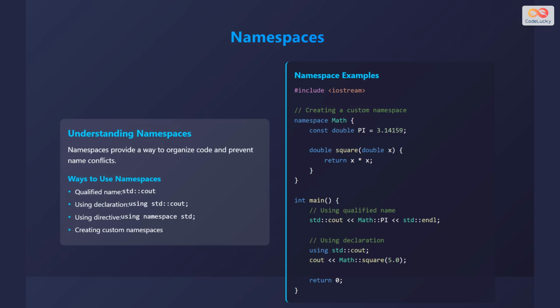Here's an example of how to use namespaces. First, we include the iostream library. We then create a custom namespace called math. Inside the math namespace, we define a constant called pi and a function called square. Inside the main function, we use the qualified name to print the value of math::pi to the console. We then use a using declaration to use std::cout without the namespace prefix. Finally, we call the math::square function with an argument of 5.0 and print the result to the console. This is how you can use namespaces to organize your code and prevent name collisions.